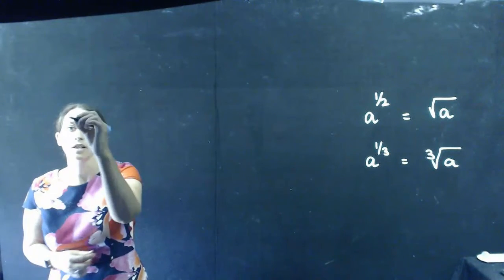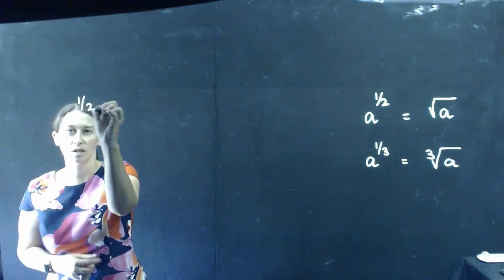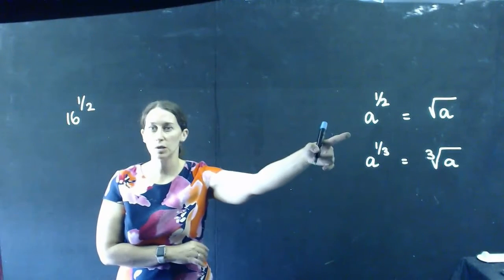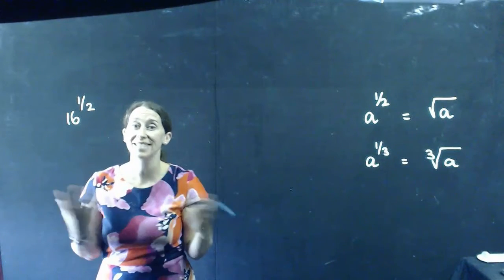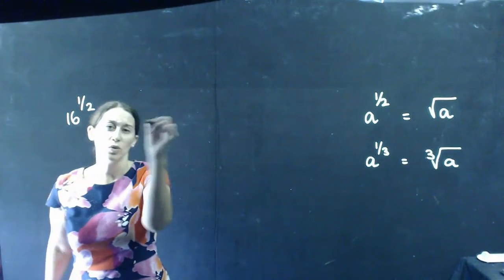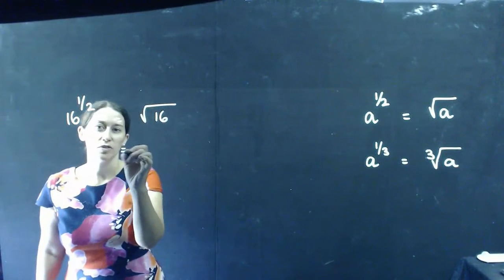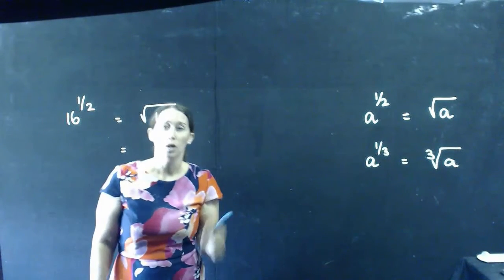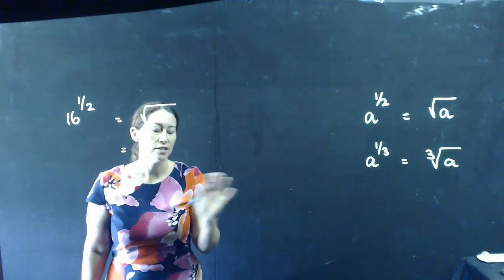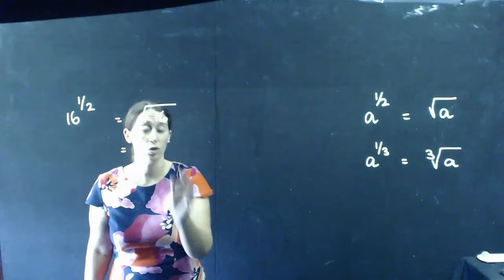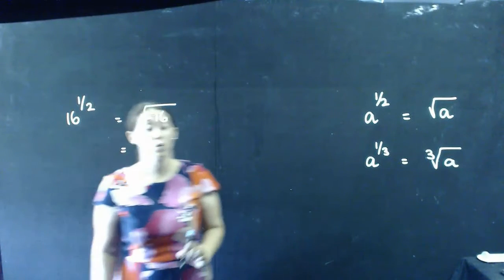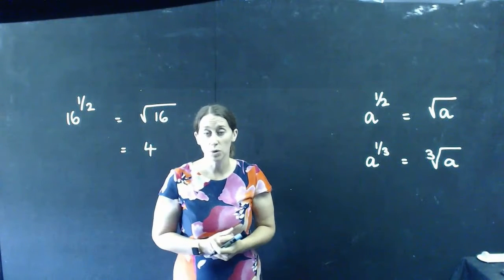Let's rewrite 16 to the power 1/2. Well, following this law over here, we know anything to the power 1/2 is the square root of that base. So we can say that's equivalent to the square root of 16. And when we square root 16, we get 4. Of course, we're not dealing with negative and positive here. We're just dealing with whole numbers at this stage. So the square root of 16 in this case is 4.